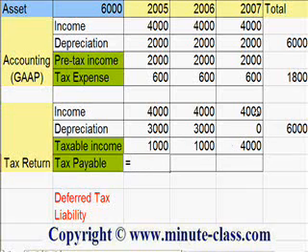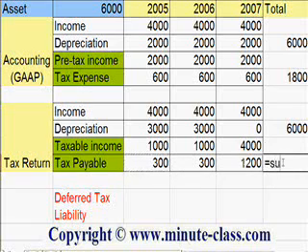Similarly, the tax payable is going to be the taxable income times the tax rate, which is 30%. So you see that for the first 2 years, we only have to pay $300 each year, but the last year we have to pay $1,200. Then how about the total tax we have to pay? It is $1,800. This is exactly the same as the one we use in the accounting.